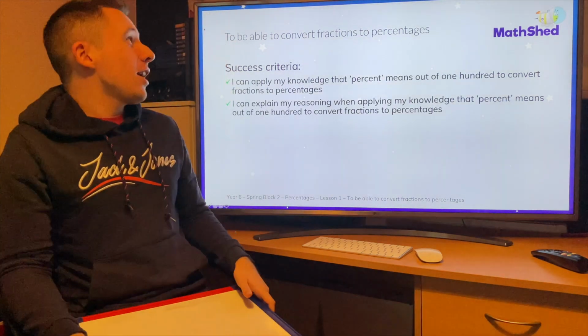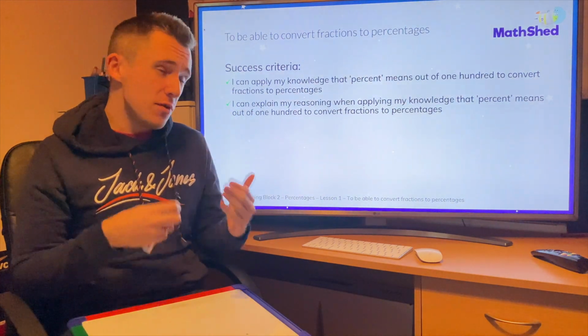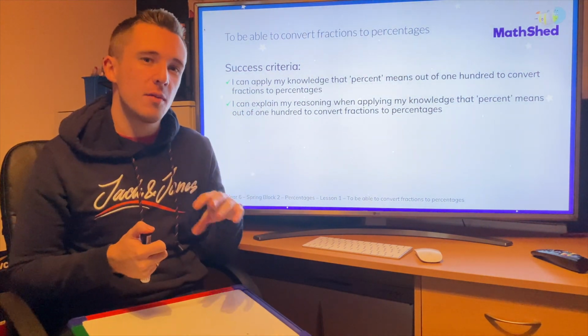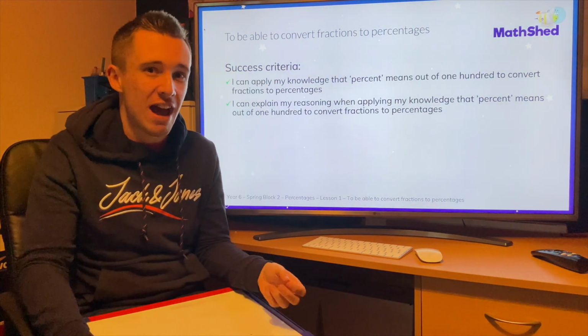So today we're going to be looking at carrying on converting fractions to percentages. We're moving on a bit from yesterday. We're going to make a bit of a leap. Some of it will seem a bit similar, but some of it will stretch you into word problems, so it should be a little bit more challenging.